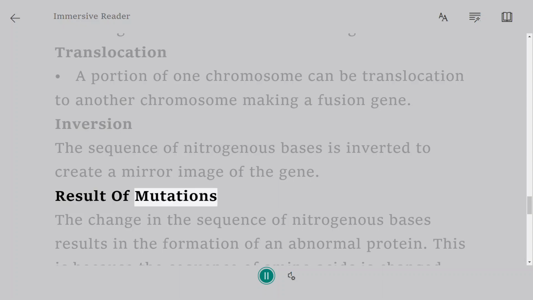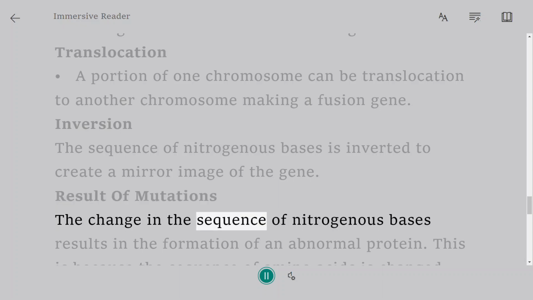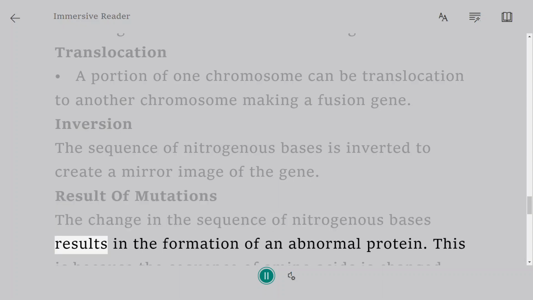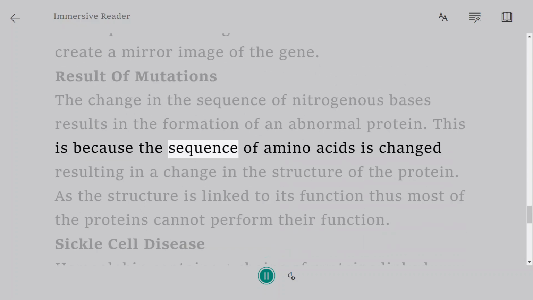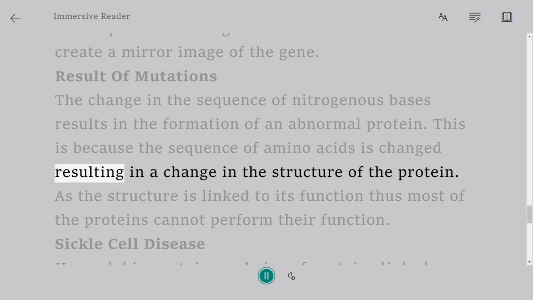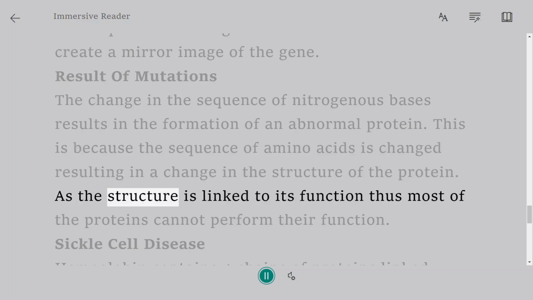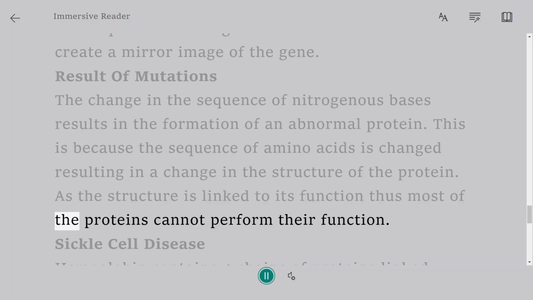Result of mutations. The change in the sequence of nitrogenous bases results in the formation of an abnormal protein. This is because the sequence of amino acids is changed, resulting in a change in the structure of the protein. As the structure is linked to its function, most of the proteins cannot perform their function.